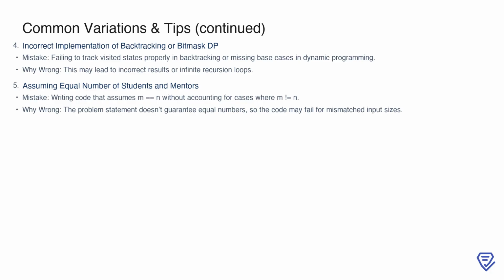Additionally, some might assume that the number of students and mentors is always equal, but this isn't guaranteed by the problem statement. Writing code that only works when m equals n can cause failures when the input sizes are mismatched. Always ensure your solution handles such edge cases gracefully.